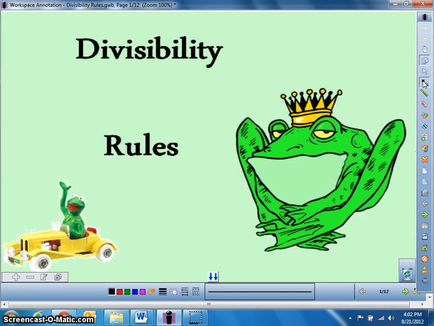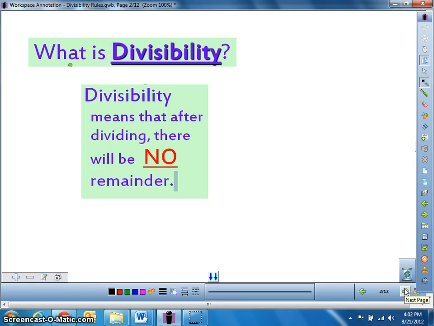Divisibility rules, and others of you might be thinking, ooh, what is that? So we're going to go ahead and find out. We're going to learn all about divisibility rules. First of all, we need to know what is divisibility.